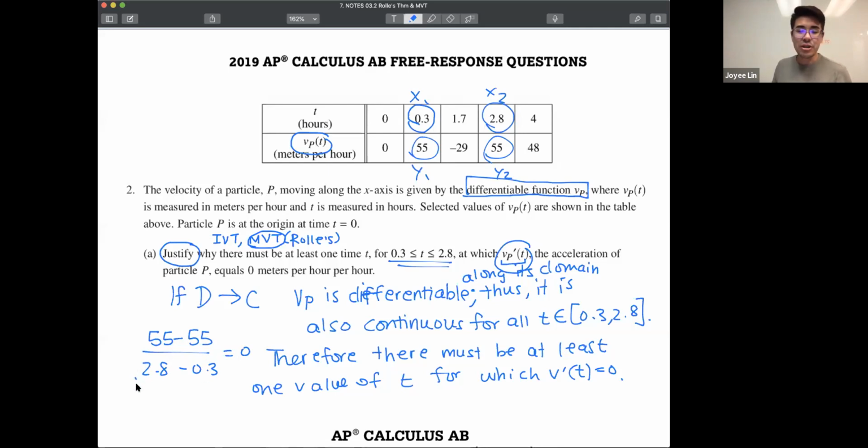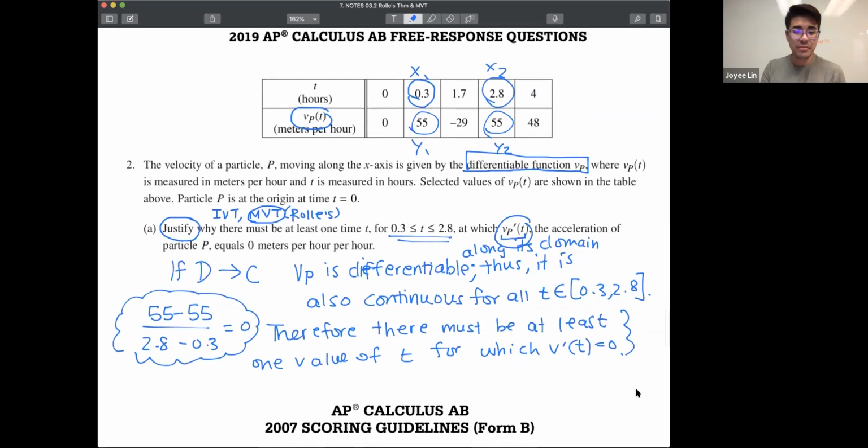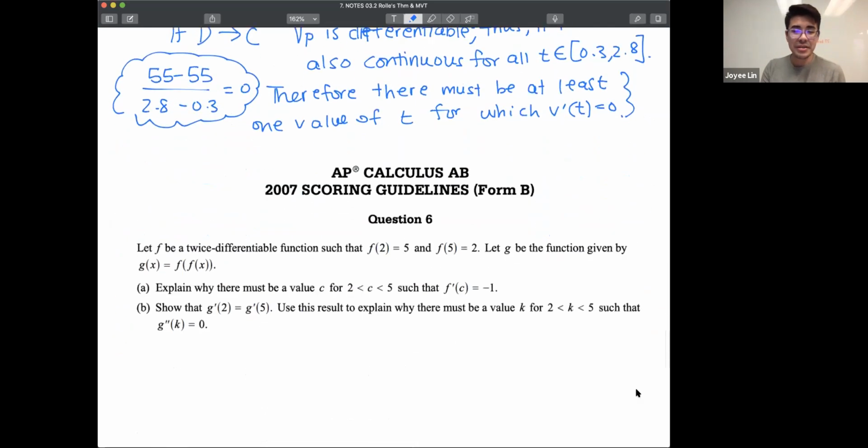So I think as long as you show that you're taking the average rate of change here, as long as you show a statement that shows that you know that the function must be continuous and differentiable, and as long as you have this concluding statement there, you should get all the points for this question. Any questions about how to use mean value theorem? Okay.